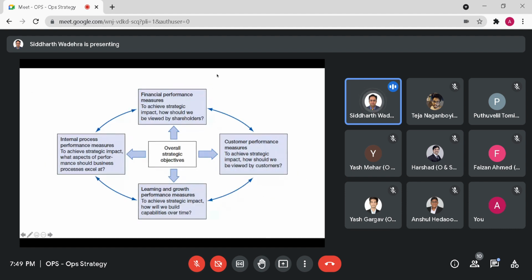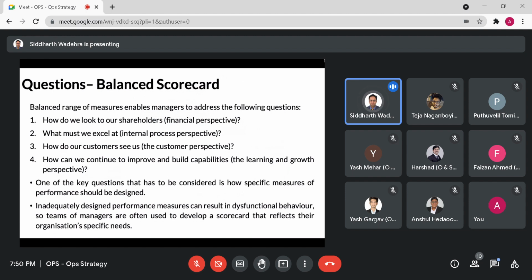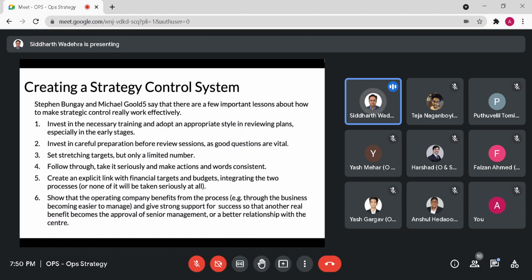And typically, you can have a quarter-on-quarter view for the financial performance, the customer performance, learning and growth, and the process performance. And within one report or a few graphs, you will be able to understand how your organization is doing and what some of the gaps are and where they could be improved on.